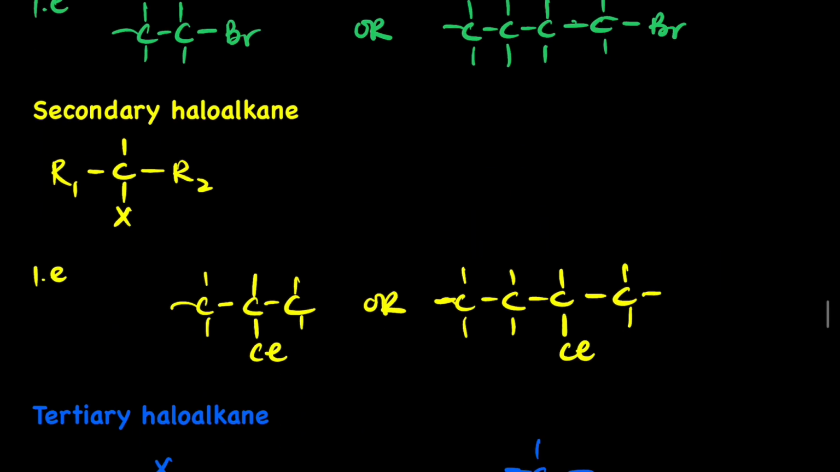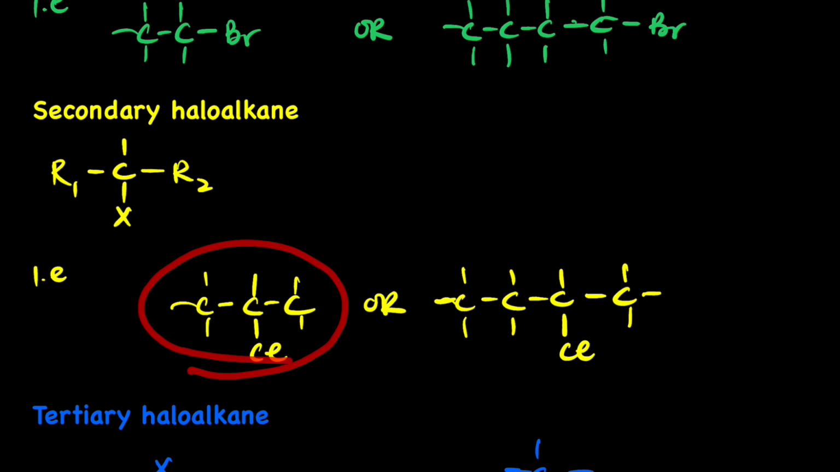Let's look at the secondary haloalkane. So the carbon has a continuous chain. Remember the R's are carbons that are continuing. It doesn't matter if it's one or many. So this carbon where there's a halogen is attached to two carbons, this carbon and this carbon, and that makes it a secondary.